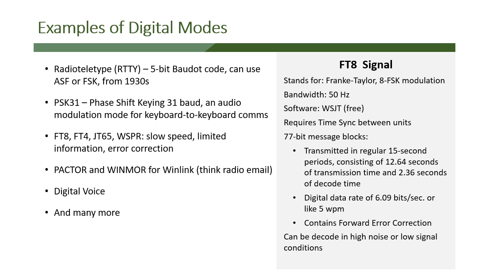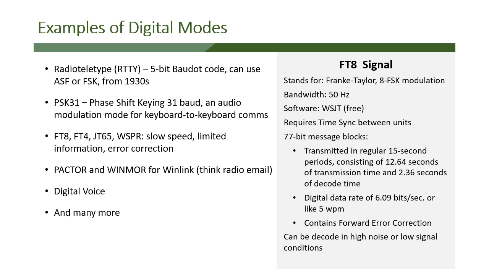It's a 77-bit message block. I think Twitter is 140, but maybe that's 140 characters, which we'll see what that means in a second. We transmit in regular 15-second periods, whereas JT65 we transmit in 1-minute periods. This was a big breakthrough, going to 15 seconds, but again, less information.